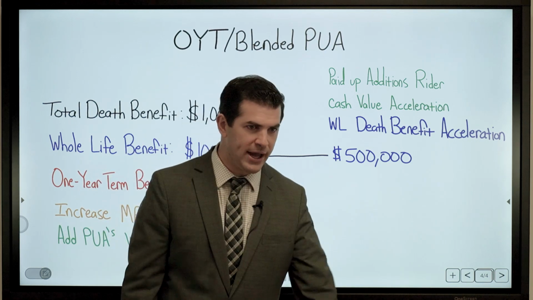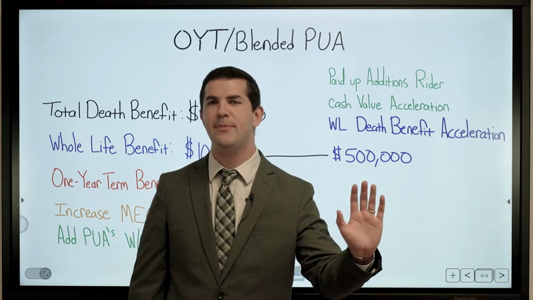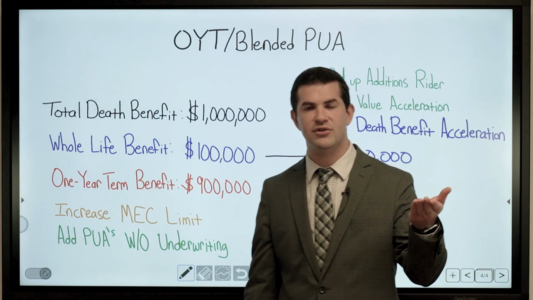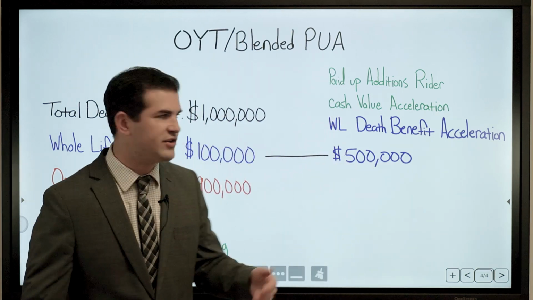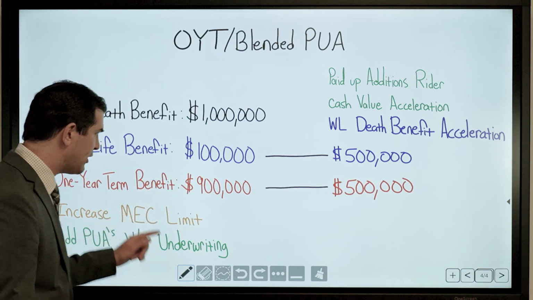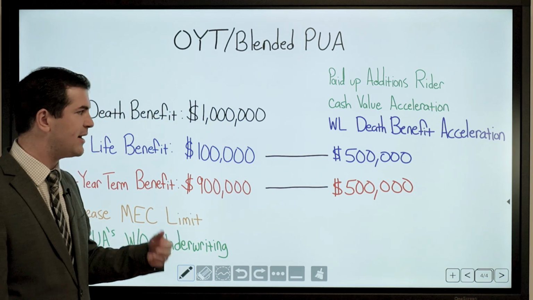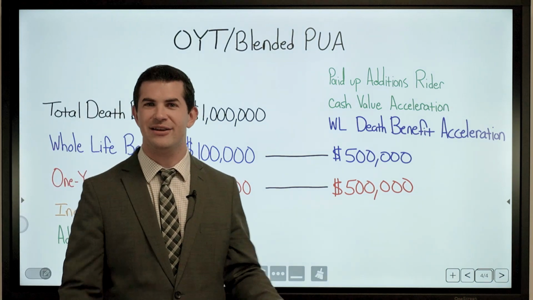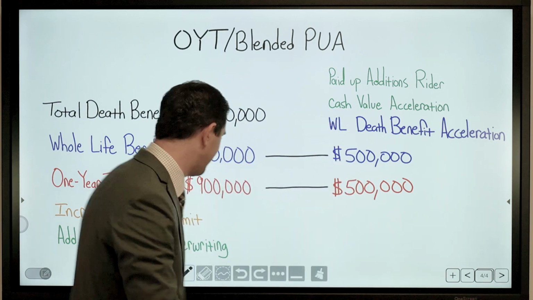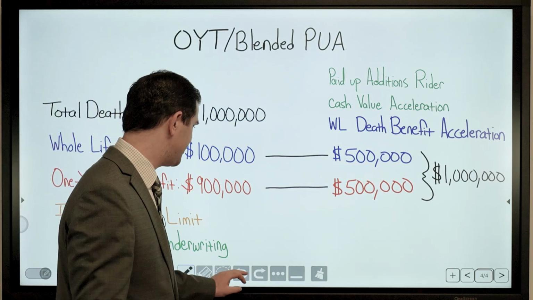So as you pay money into a whole life insurance policy, I'm growing the cash value, I'm making PUA payments, my whole life death benefit, which used to be $100,000, is going to increase. For simplicity, let's say it increases to $500,000. What that means is my 1-year term rider will decrease. It originally was $900,000, now it's $500,000. Kind of like that seesaw effect, right? One goes up, the other goes down, keeping my net death benefit at the same $1 million.